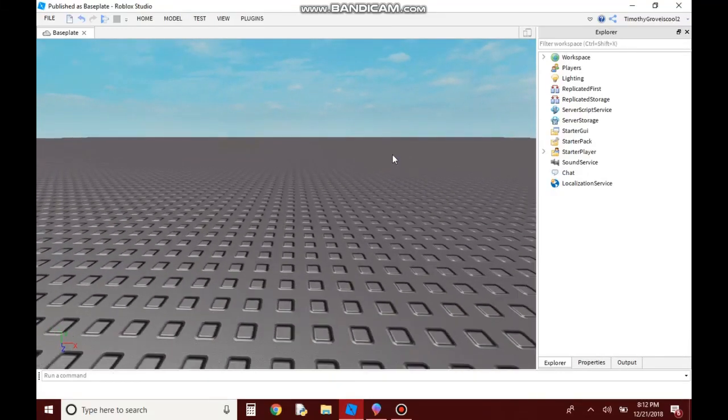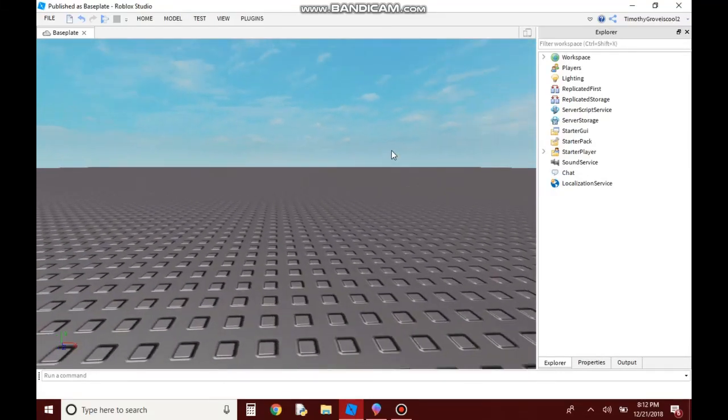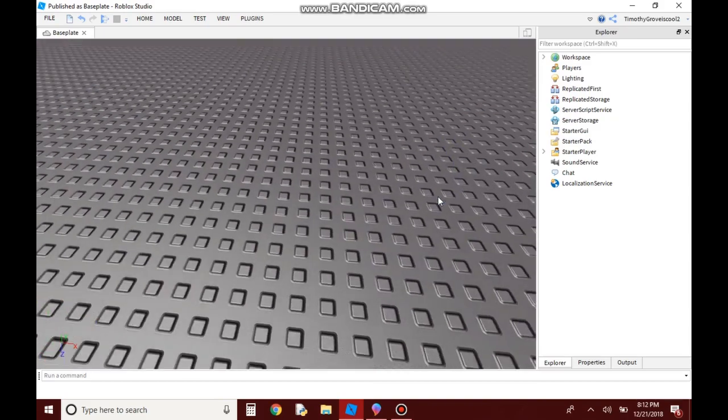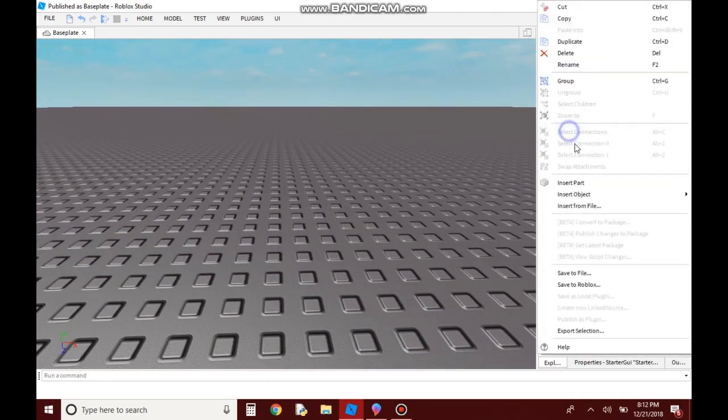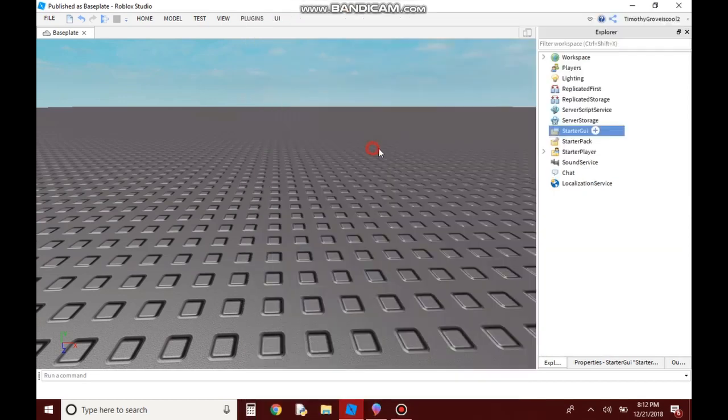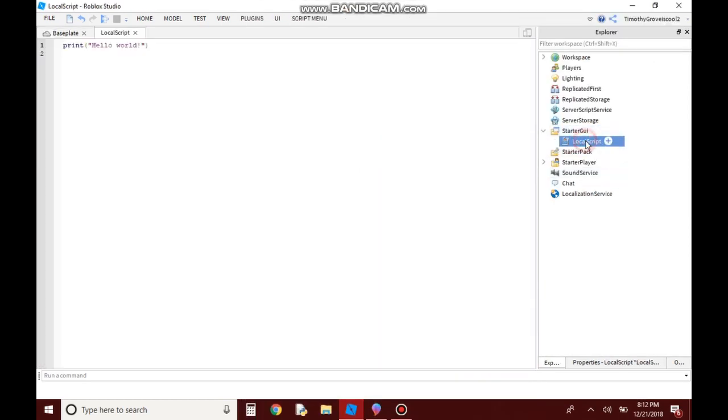Hey guys, welcome to my tutorial on how to move the person's head as you look up and down. So you want to start off with a local script because it's going to be part of the client. So we'll name this head movement. Alright, so what you want to do first is call the actual person's player.